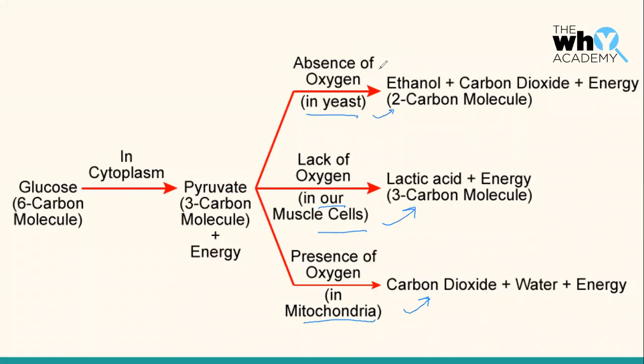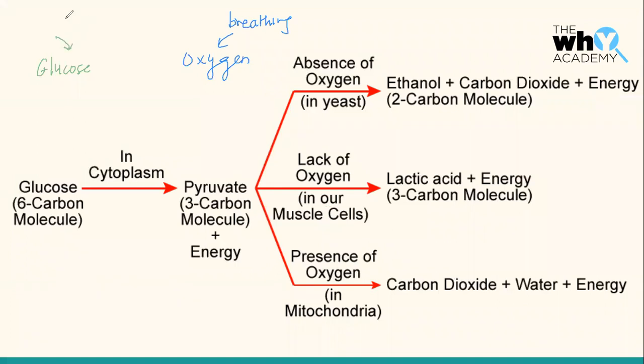Now, how do you make sense of this flowchart? For that, we'll come back to two things which we spoke about. One is glucose, and another, let's take blue, is oxygen. Where is oxygen coming in from? It is coming in from breathing. Where is glucose coming in from? We'll stick to humans here. It is coming from the process of digestion.